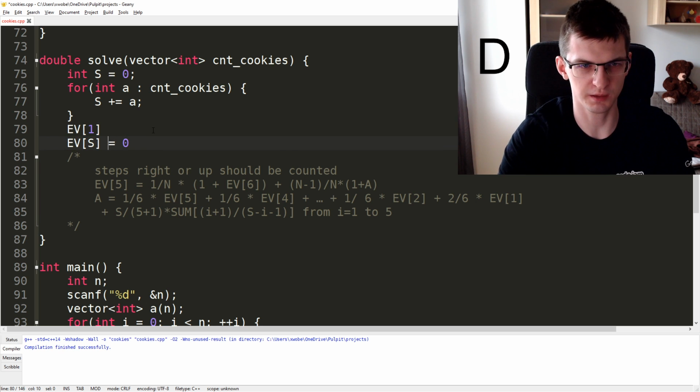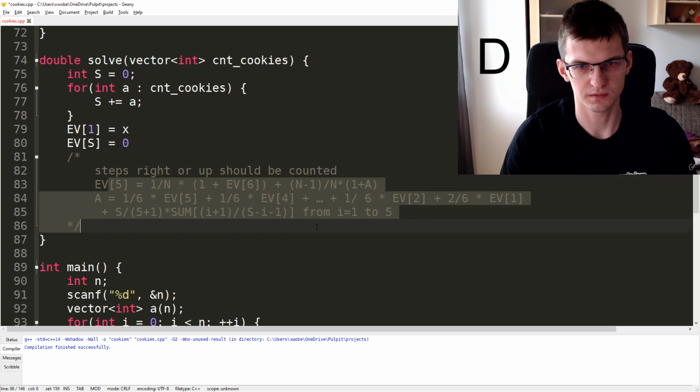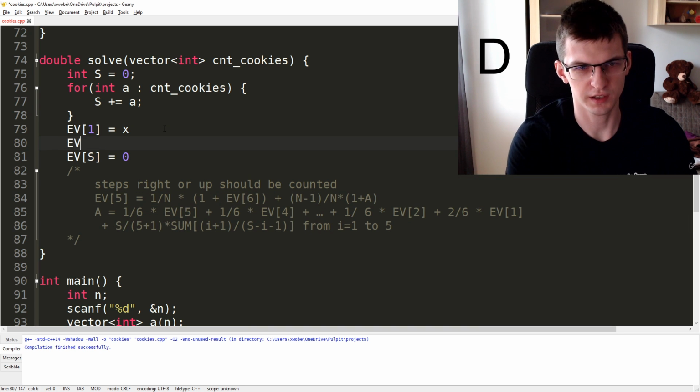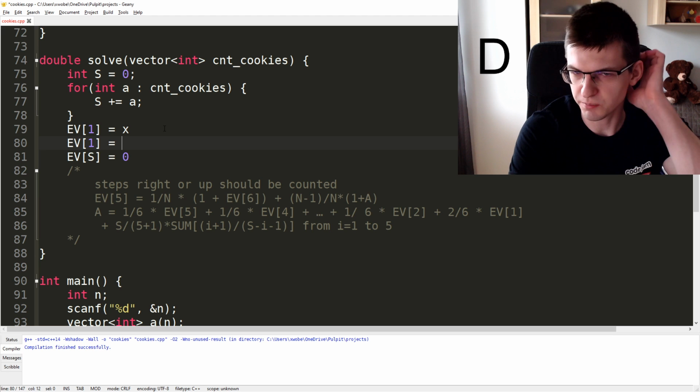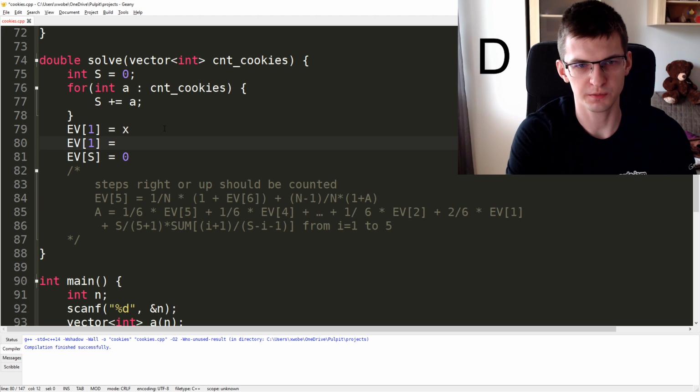This is expected time till the end. This is some unknown variable x. If I now use this to say that EV of 1 is, there is some probability to move again here and so on, I will get from this that this is something times EV of 1 plus something times EV of 2. And from this I will compute EV of 2.